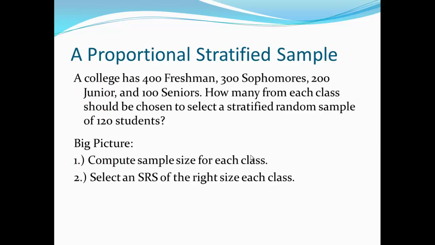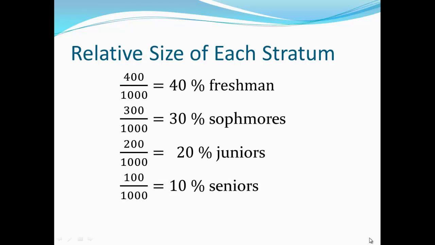Let's look at one more example of a proportional stratified random sample. Suppose a college has 400 freshmen, 300 sophomores, 200 juniors, and 100 seniors. If we wanted to take a sample of these students and do it in a way that reflects their makeup among class standing, how many from each class should be chosen if we wanted a sample of, say, 120 students? What we need to do is to compute the relative size of each stratum. 400 out of the 1,000, or 40%, are freshmen. 300 out of the 1,000, or 30%, are sophomores. 20% are juniors, and 10% are seniors.